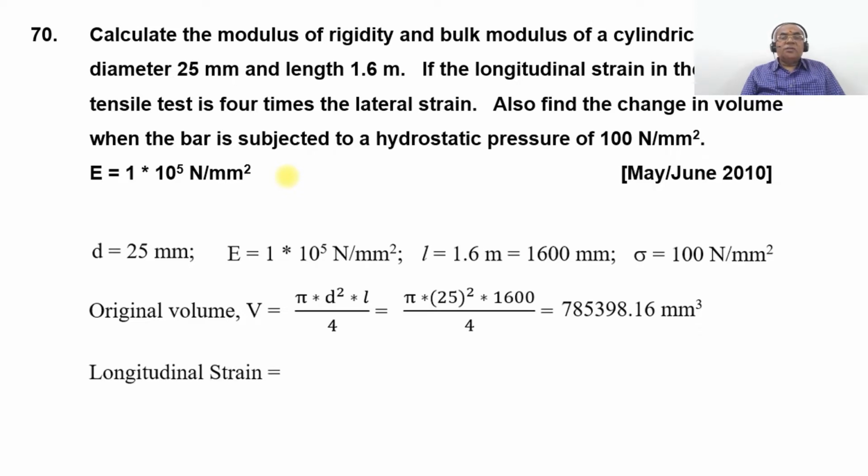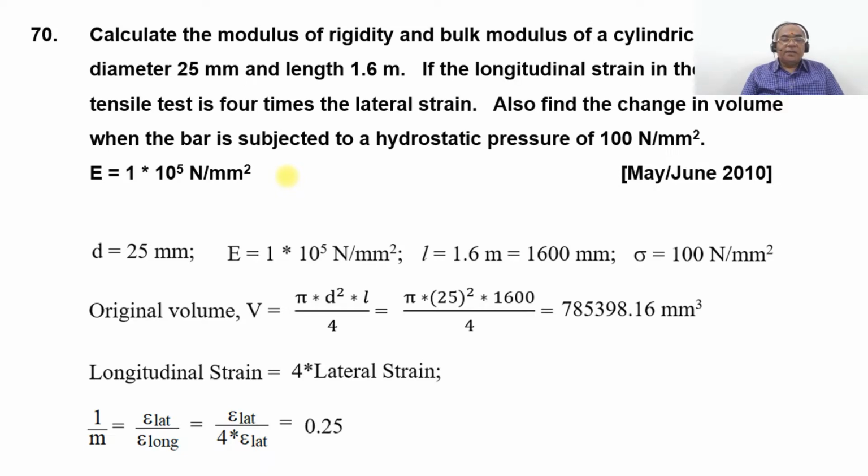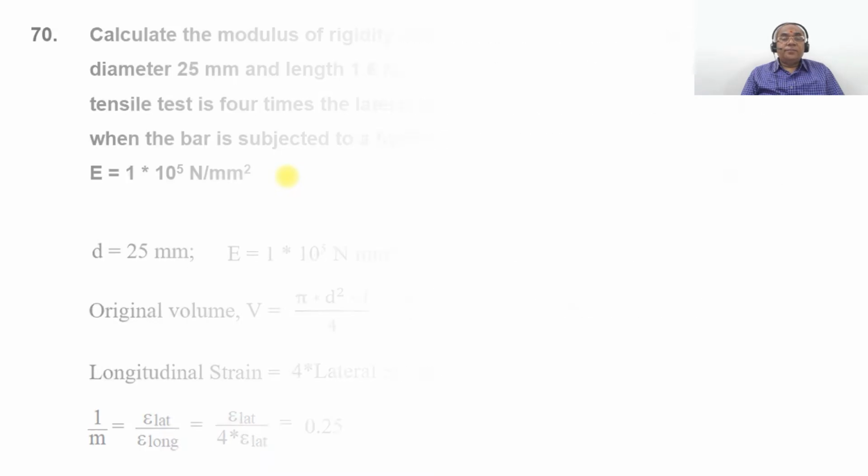So what is the longitudinal strain? Longitudinal strain is nothing but 4 times the lateral strain. So what is 1 by m? 1 by m is nothing but epsilon lateral by epsilon longitudinal. So we want epsilon lateral. So here epsilon lateral by 4 times the epsilon lateral, because longitudinal strain is given as 4 times the lateral strain. So once you simplify that, you will get the Poisson's ratio as 0.25.